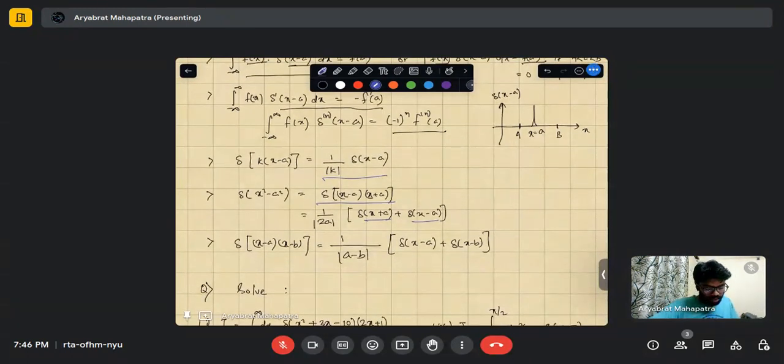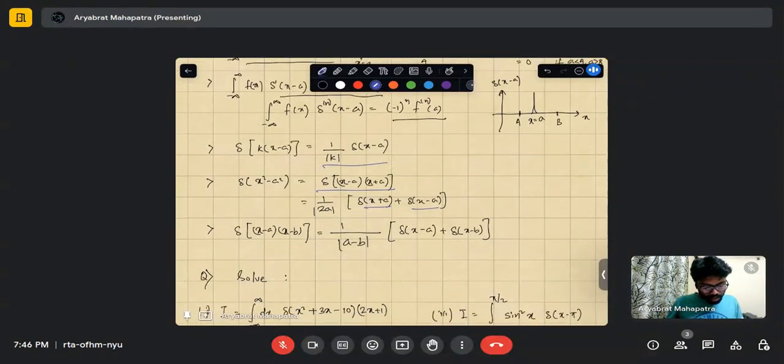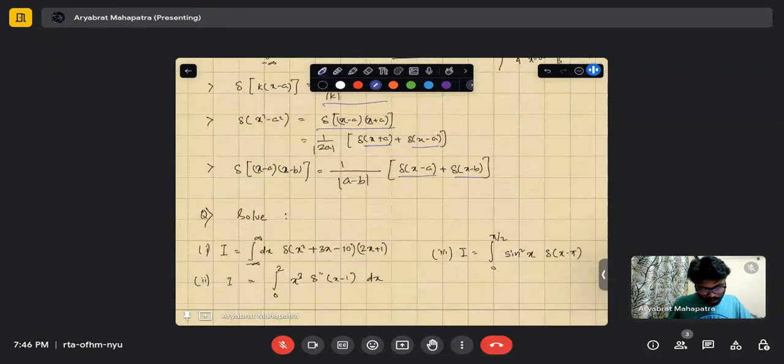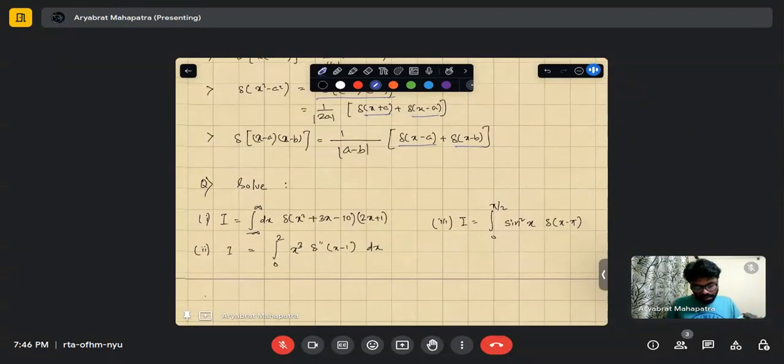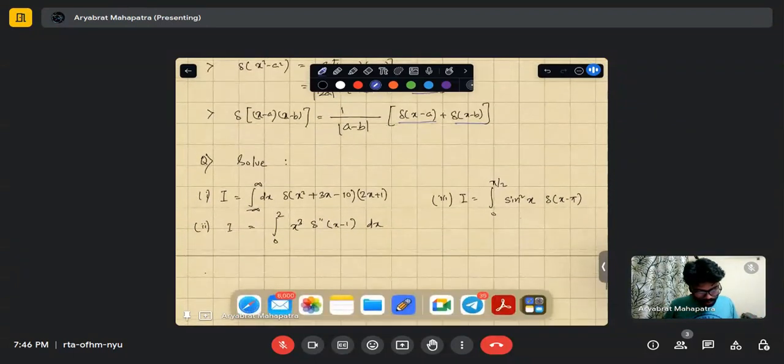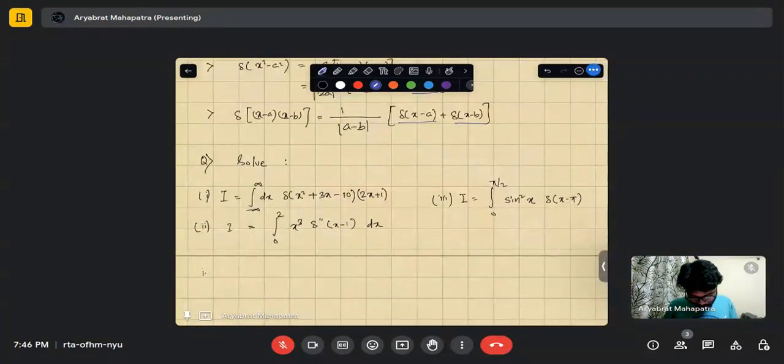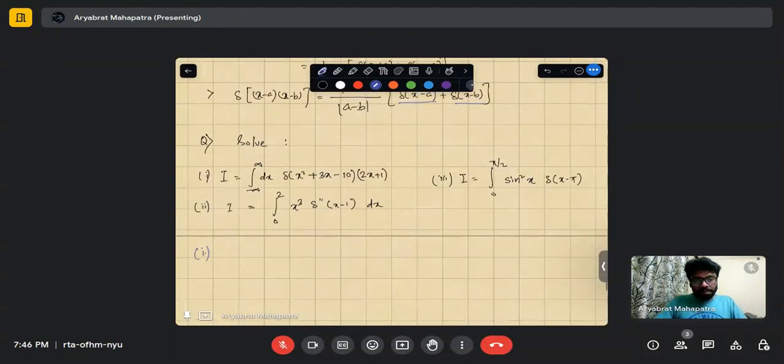So yeah, using these features and definitions, we can solve some of the integrals right here. So the first one.